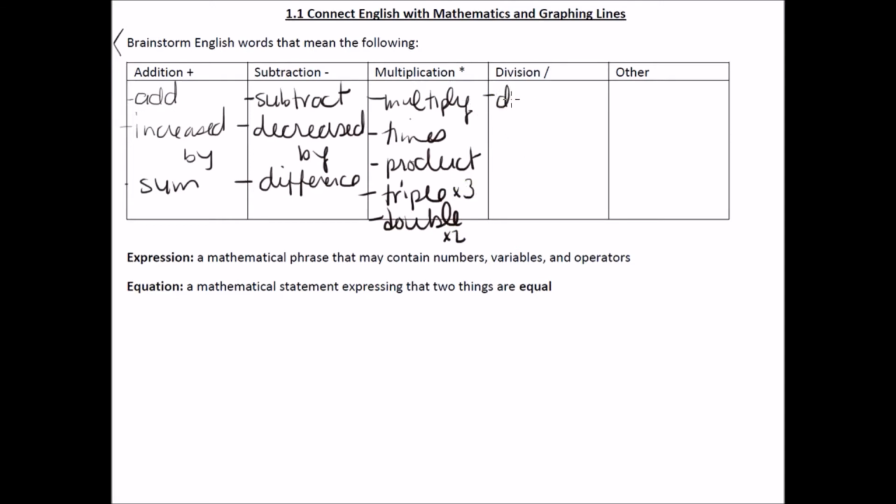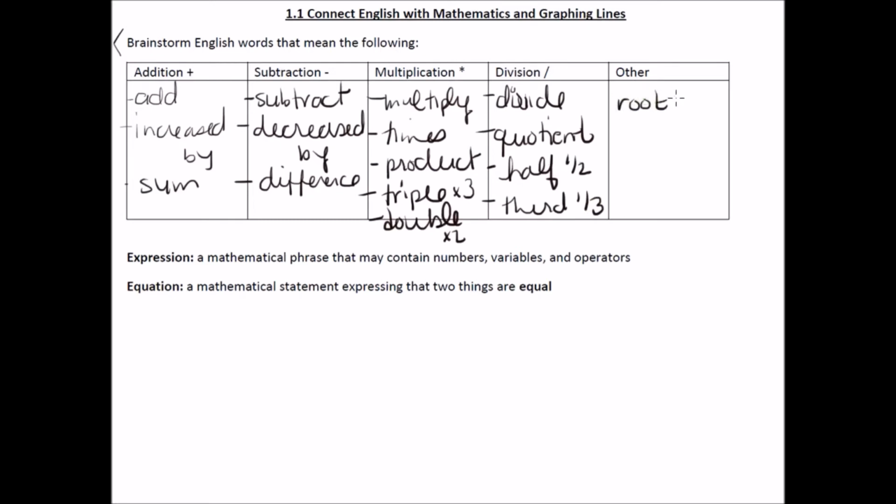Okay, division, we're going to look for divide. We're going to look for quotient. That's like the technical term for division. And then we're going to look for words like half, which is 1 over 2, or a third, which is 1 over 3. Okay, and then sometimes we can look for other things.